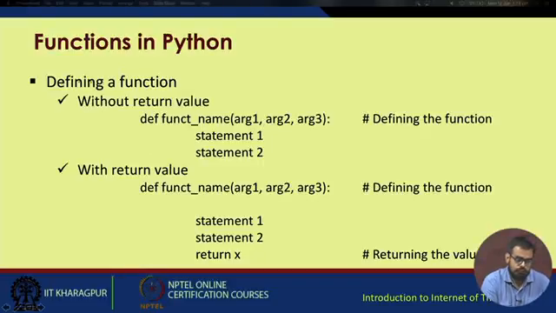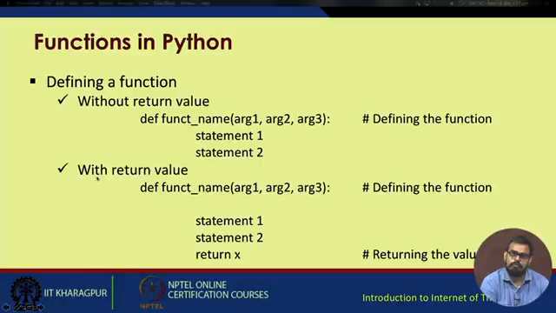So this definition of a function can be either without a return value. So you write def, a function name of your choice, then various arguments of your choice. You can have n number of arguments depending on the function, and then a colon, then again an indentation, and statement 1, statement 2, that's it, right? Maybe statement 2 is a print statement. So you give arguments 1, 2 and 3. Statement 1 does some operations on these 3 arguments, and statement 2 prints the result.